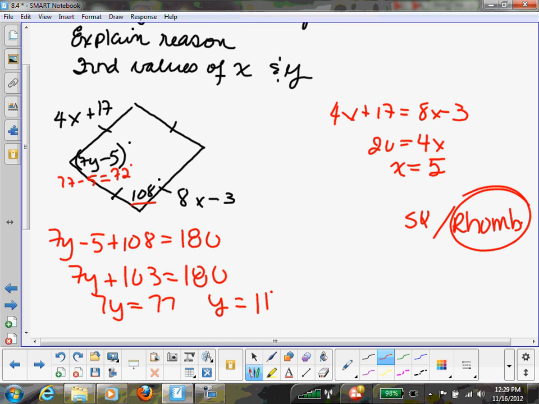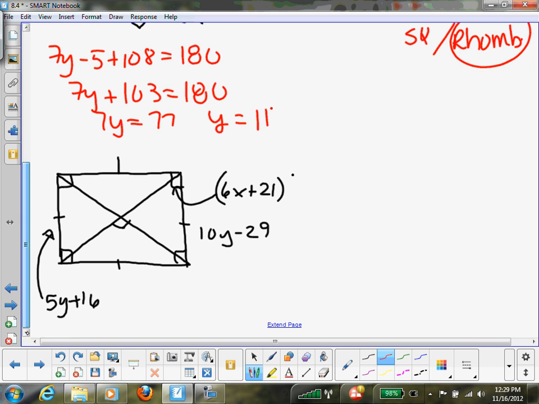Okay? All right, one more. I'm showing you, I believe, that just this part is 6x plus 21. What do I got here? Well, which one of the ones show the diagonals are perpendicular? Either a rhombus or a square. Most likely it's going to be a square.